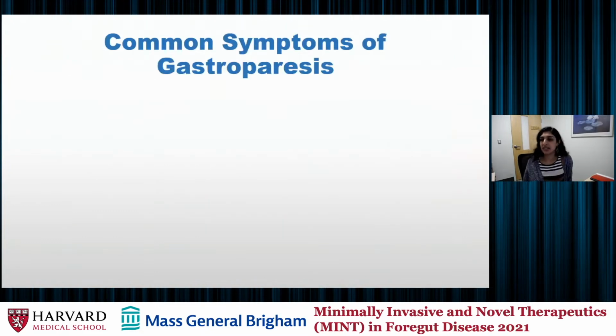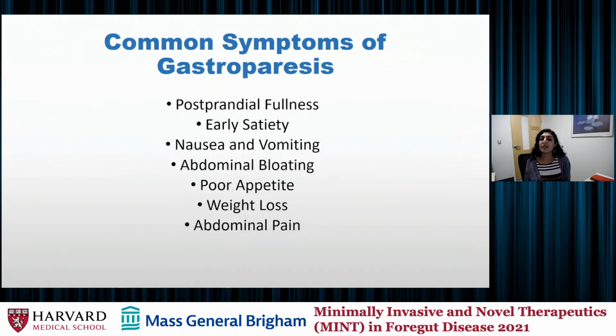So what are some common symptoms of gastroparesis that most providers see in not only an outpatient practice, but maybe on an inpatient service too? They may have some postprandial fullness, early satiety, where they just lose their appetite really quickly, even while they're eating, nausea and vomiting, which is one of the most common symptoms for gastroparesis, along with abdominal bloating, poor appetite because they'll get full really quickly or lose their appetite, weight loss, and sometimes even abdominal pain.